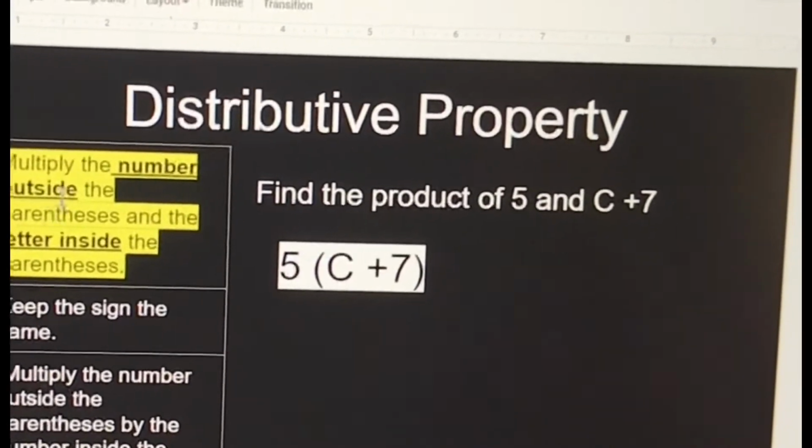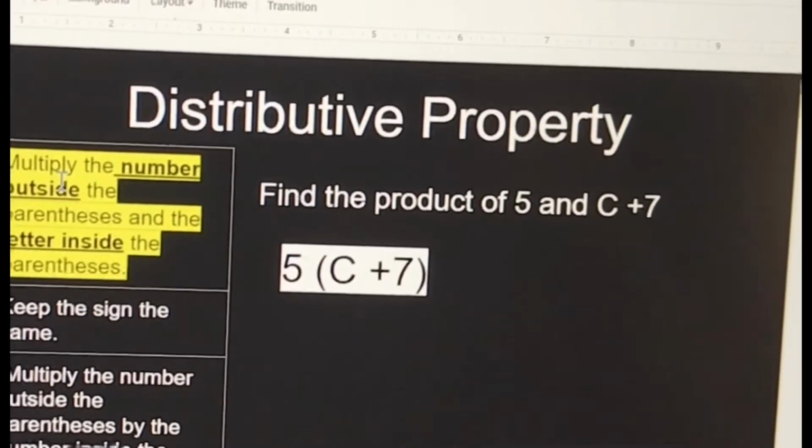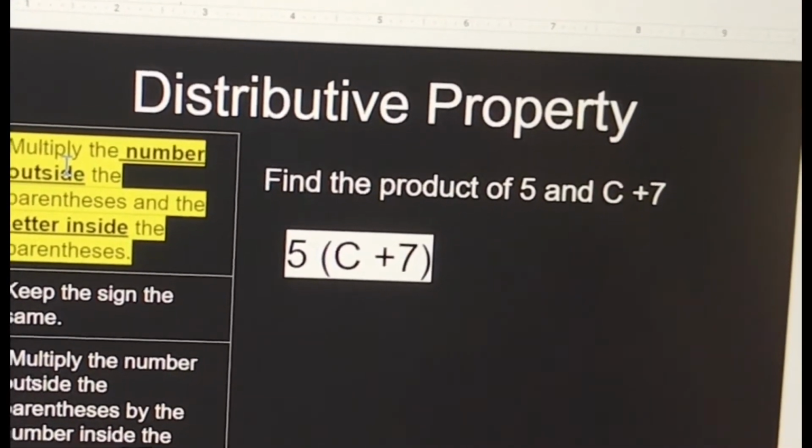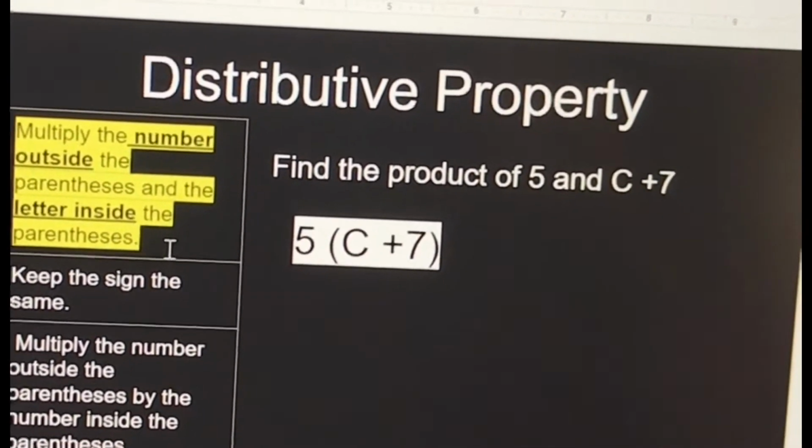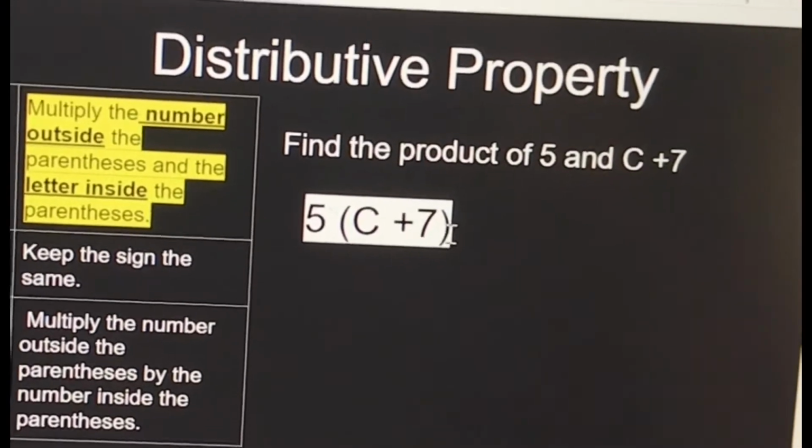So as I stated, the first step in solving a distributive property problem is to multiply the number outside the parentheses and the letter inside the parentheses. And I'm going to demonstrate that first step right now.